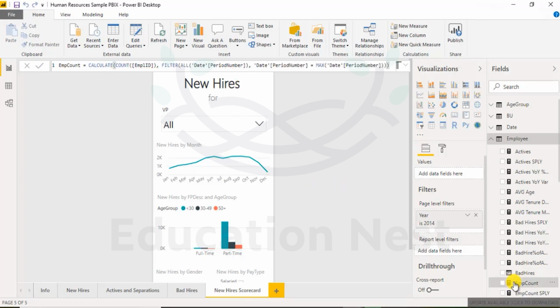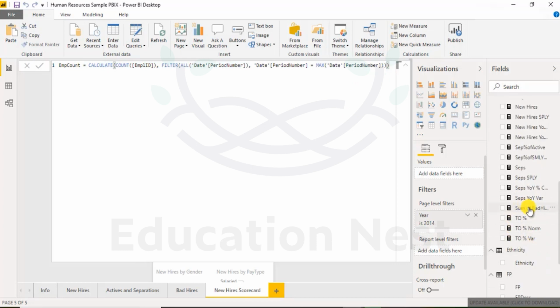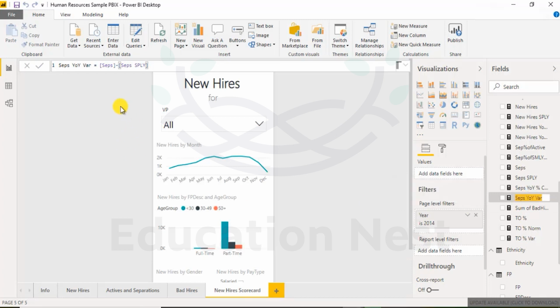How do you do the employee count? Only those members in this given period from the max period, only those members are taken which are active and have an employee date. So if you expand this, you get this. Then you have separation, year on year variation. So first, what is separation?